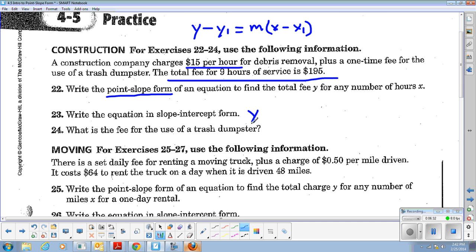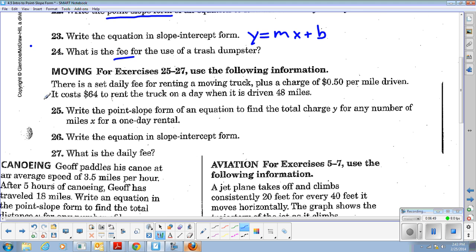23, change it to slope intercept. Y equals mx plus b, which you've done already in a previous assignment. And what is the fee for the use? We're looking for a flat fee. And now let's look at 25, 26, and 27.